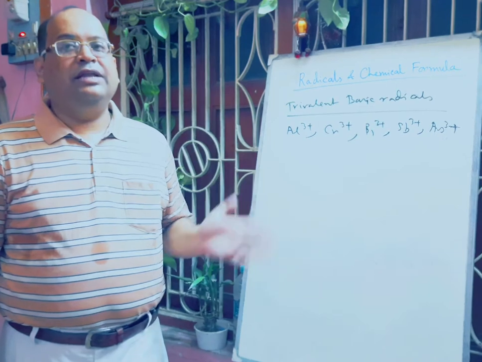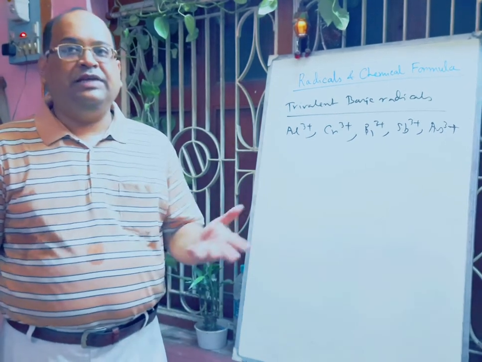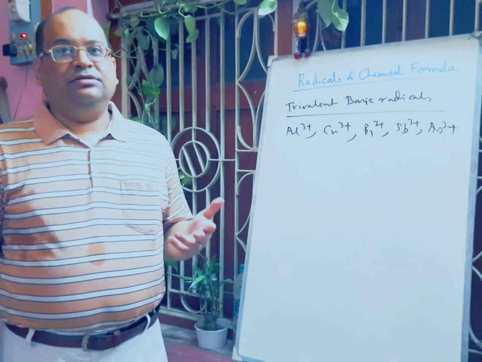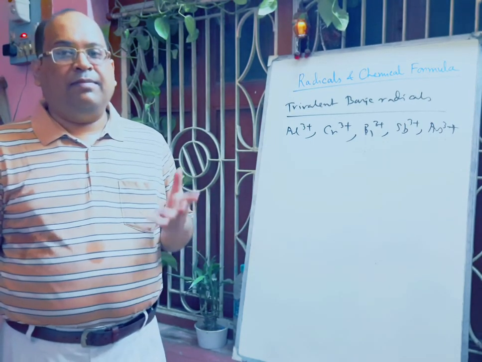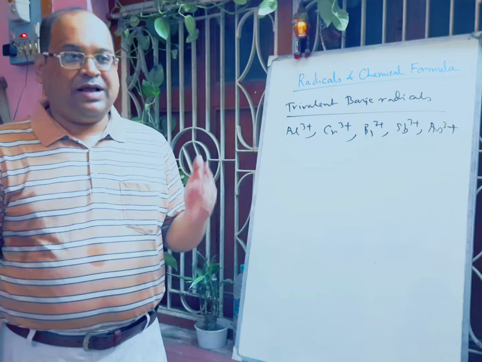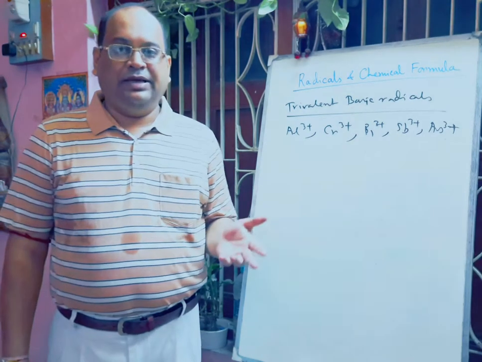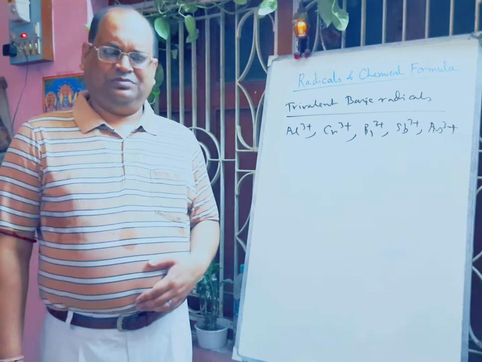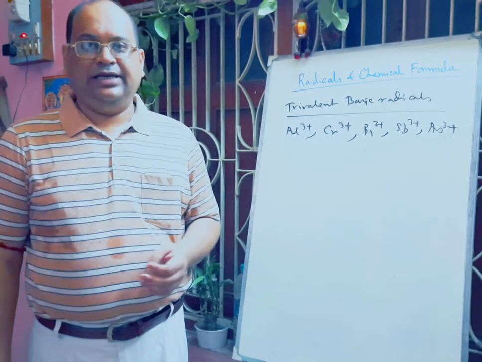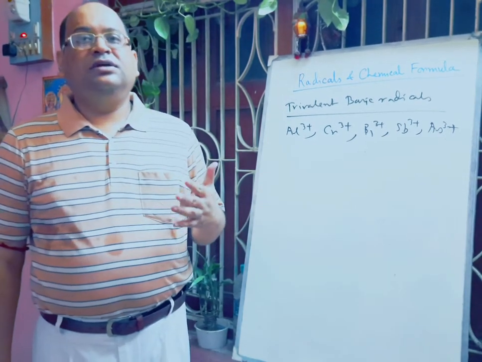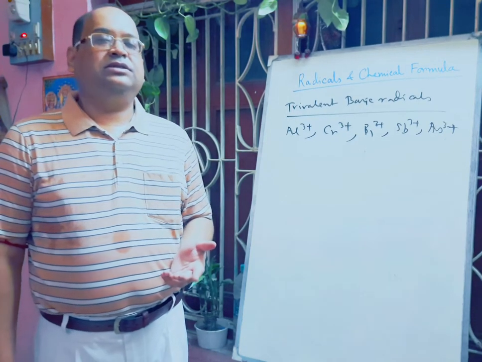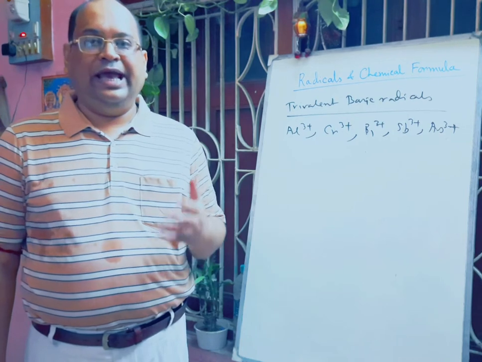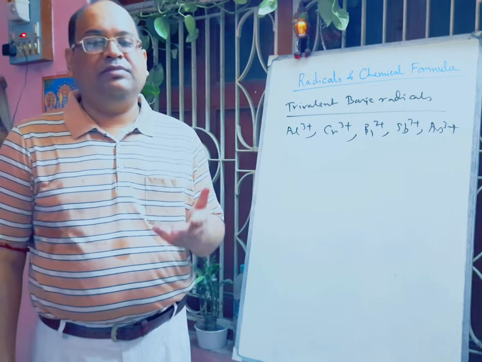Next, we will tell you tetravalent basic radicals, that is Pt4 plus, tin, that is stannic, Sn4 plus, plumbous is plus 2, lead plus 2 and plumbic is plus 4, Pb plus 4, silicon plus 4. So these are tetravalent basic radicals. And pentavalent basic radicals are also present, like As5 plus, Sb5 plus, that is arsenic and antimony pentavalent.